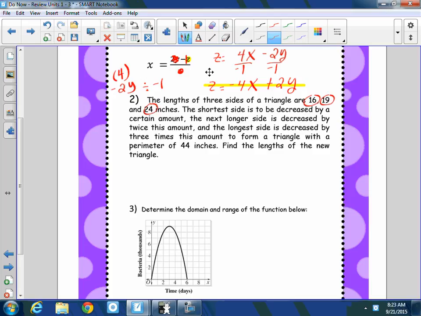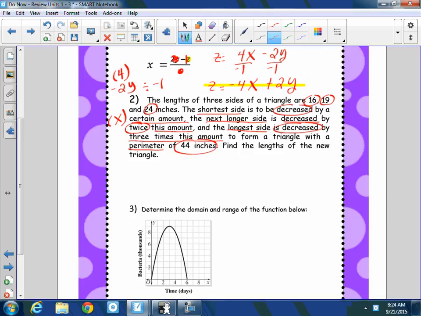Okay, the shortest side is decreased by a certain amount. Do you know what amount that would be? No, so what would that be? That would be your x. Very good. The next longer side, which would be the middle size, right, is decreased by twice this amount. So that will be 2x. Very good. And the longest side is also decreased by 3 times this amount. So that will be 3x. I'm sorry, the perimeter of the new triangle is 44. Find the lengths of the new triangle.